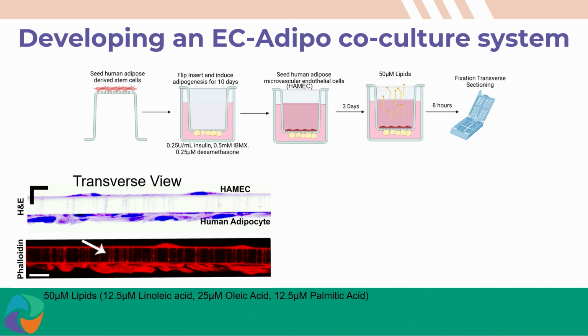So here's a transverse view. I just sliced that transwell in half. On top are these endothelial cells, on the bottom is the adipocyte, and these little holes that you see are the pores. And here's phalloidin staining, so filamentous actin, just staining cell content. Cell content actually comes through these pores, and I'll get to that in a minute.